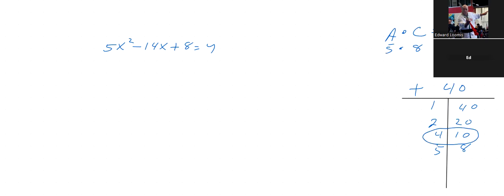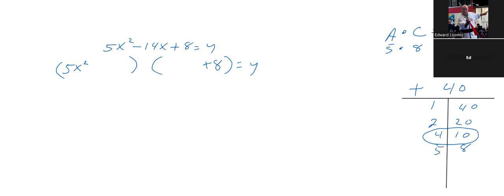So let's set up parentheses equals y. Put my ax squared in the first one, my c in the last one. And let's put my 4 and my 10 in this. I could put either in it, and it will be factorable. It will come down to the same answer.